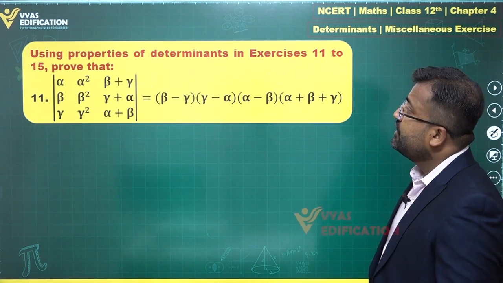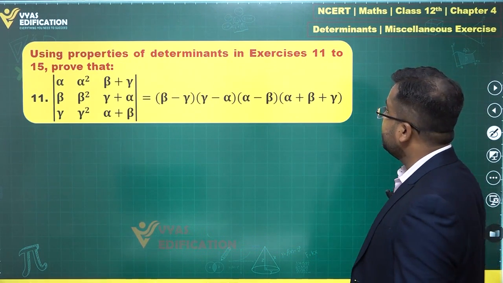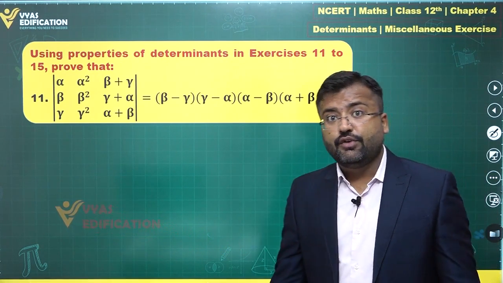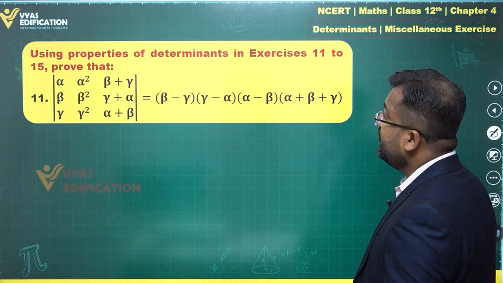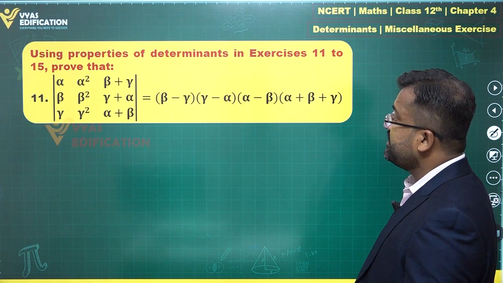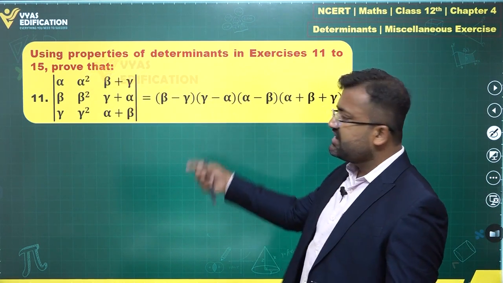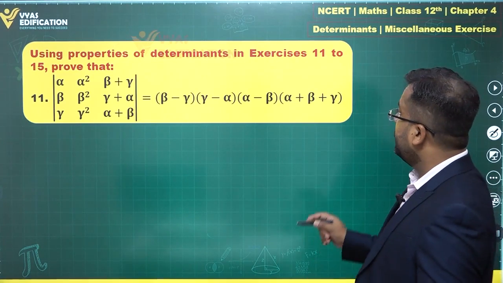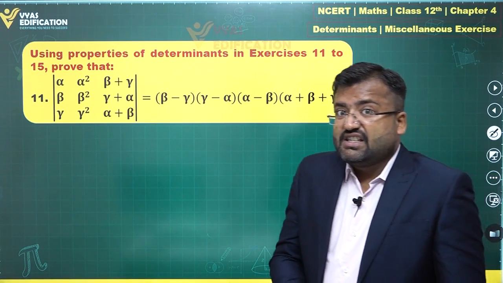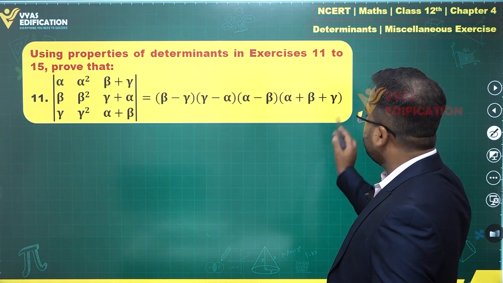This one. Using properties of determinants in exercises 11 to 15, prove that this is equal to this. How do we go about solving this one? We have alpha, beta, alpha square, beta square, gamma, gamma square, beta plus gamma, gamma plus alpha, alpha plus beta. And if you observe, you have alpha minus beta, beta minus gamma, gamma minus alpha as factors. So we'll try to create those factors somehow. Another thing that I observe is alpha plus beta plus gamma.